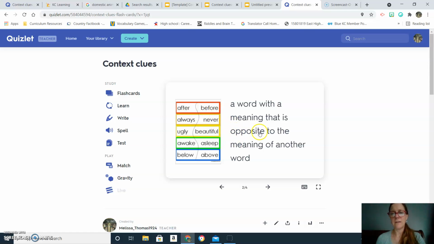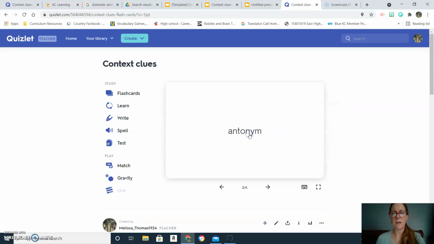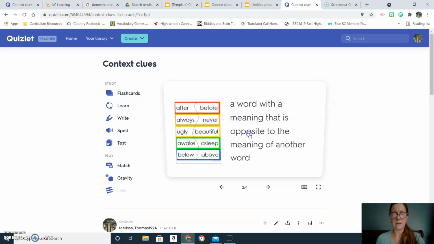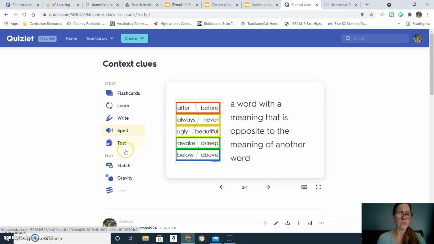Oh, no. Antonym is not when they tell me what the word means. Antonym is opposite. Antonym is opposite. Antonym is opposite. You're going to practice until you know what these words mean. Then I want you to practice with matching.